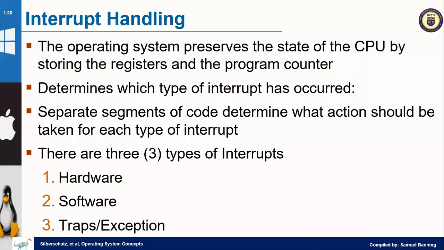So now let's look at how the operating system handles interrupt. The operating system preserves the state of the CPU by storing the registers and the program counter. So as the CPU is executing whatever it is doing, when it is interrupted, the operating system will store into a register the current state of the CPU.